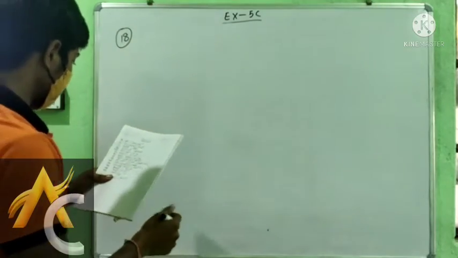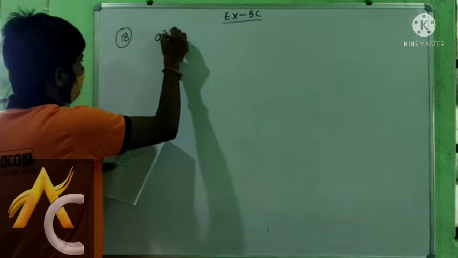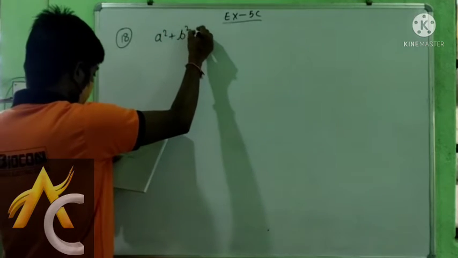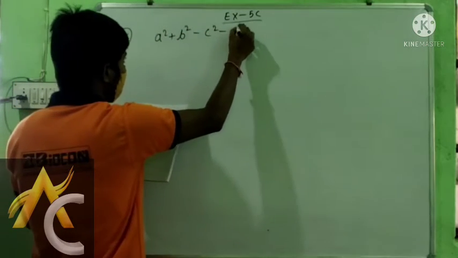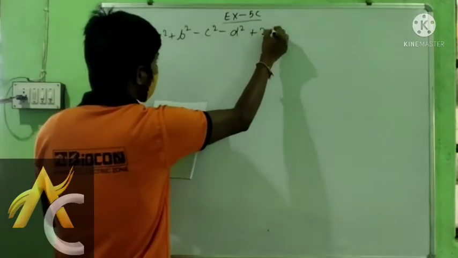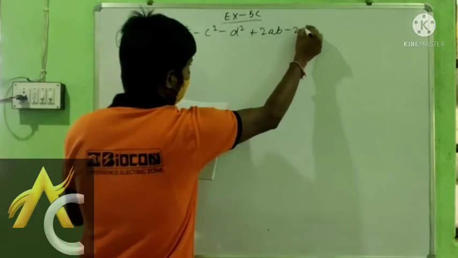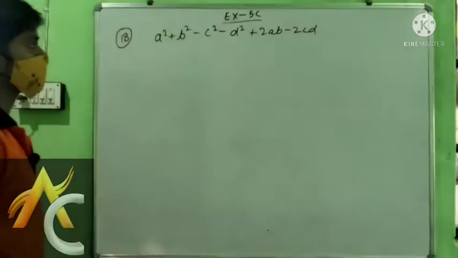Okay. Now question number 18. Question number 18 is a square plus b square minus c square minus d square plus 2ab minus 2cd. Okay.